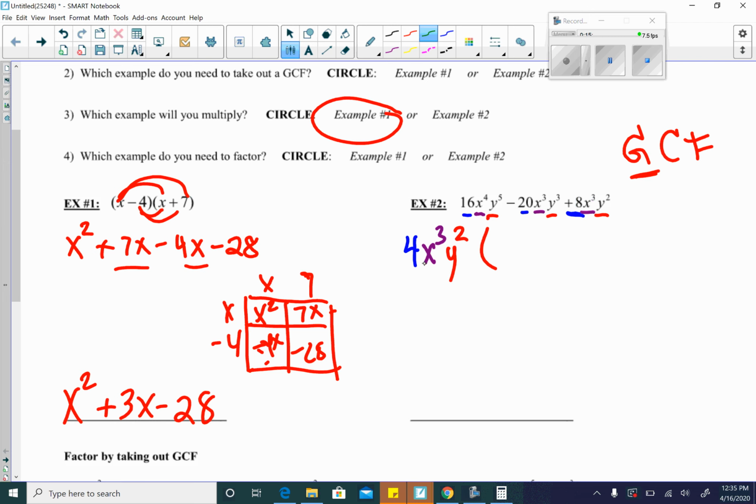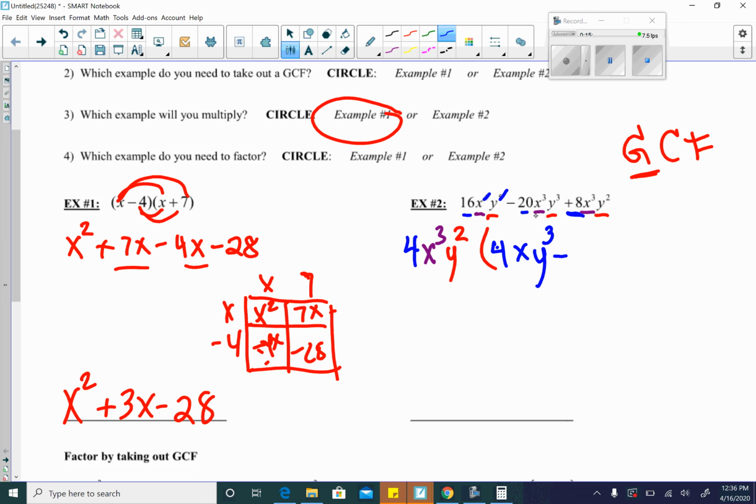16 divided by 4, that will give me 4. Okay? I took out 3 x's, which means I have 1 left. I took out 2 y's, which means I have 3 left. 5 minus 2 is 3. Remember, you're subtracting the exponents.